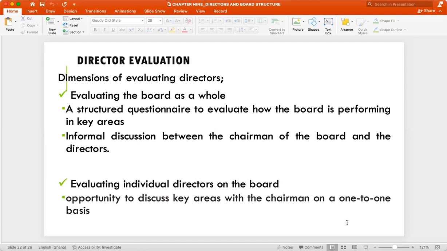So if you are not happy with the performance of any director, you may want the chair of the board to know about that. The evaluation can be done for the entire board, or the board as a whole, or we can do an evaluation for the individual directors of the board.